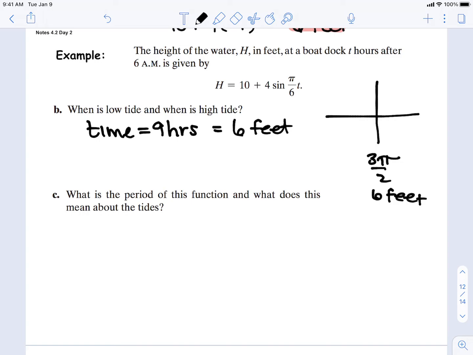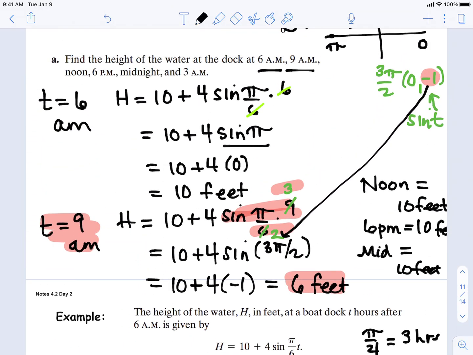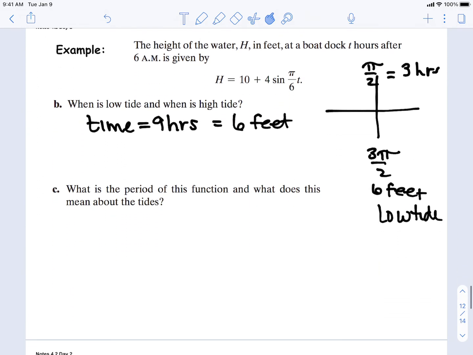And then at pi over 2, or 3 hours later, this is the low tide, and then the high tide was at 6 a.m. at 10 feet.